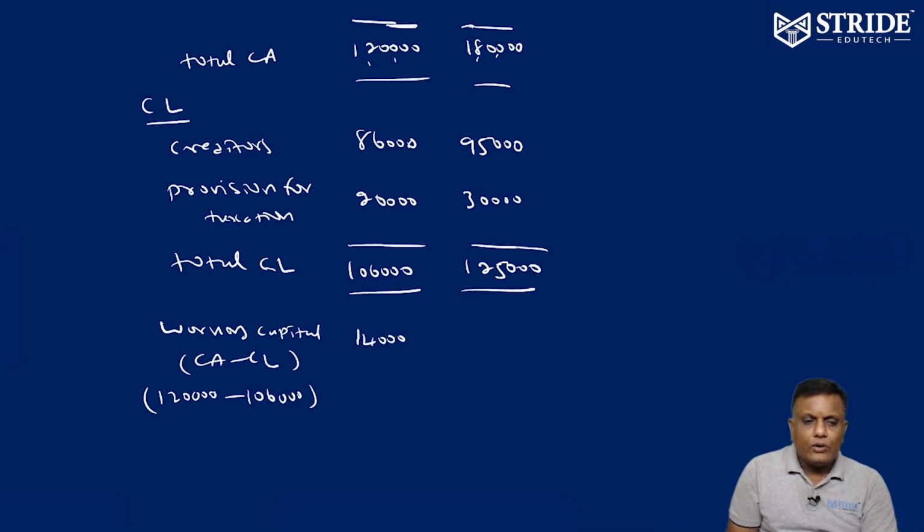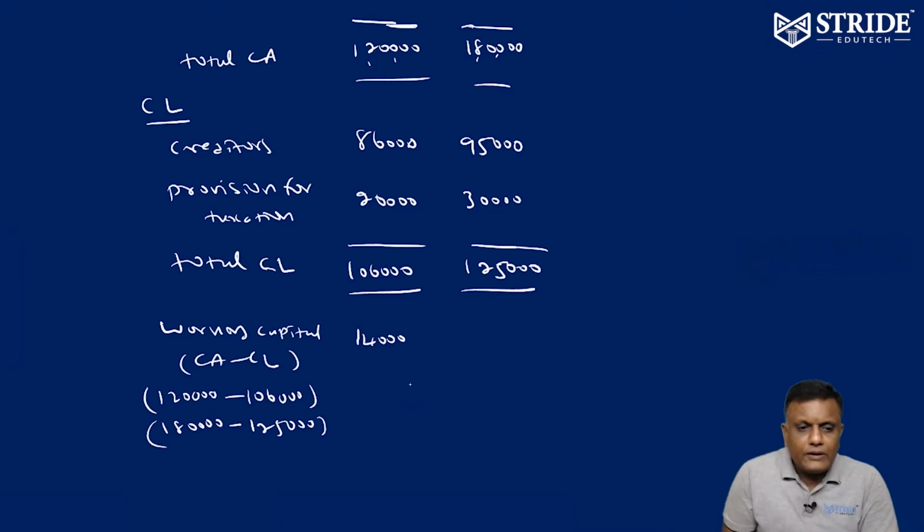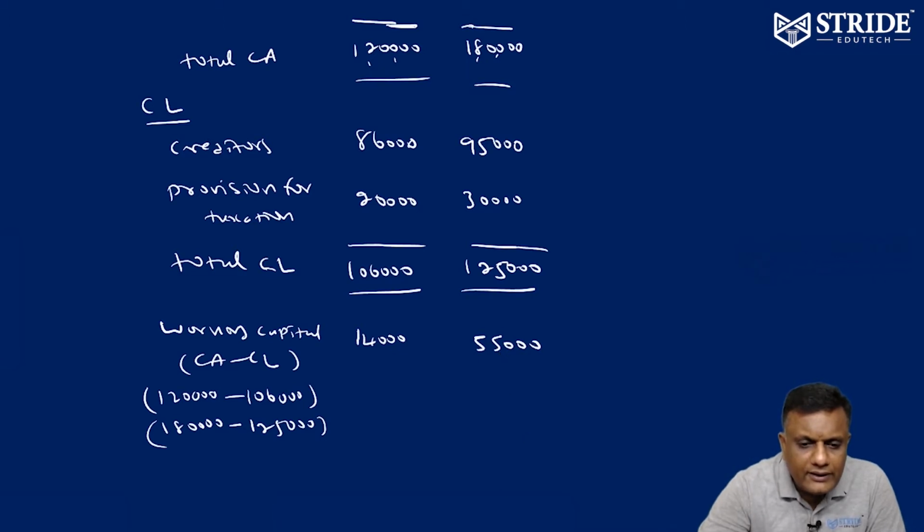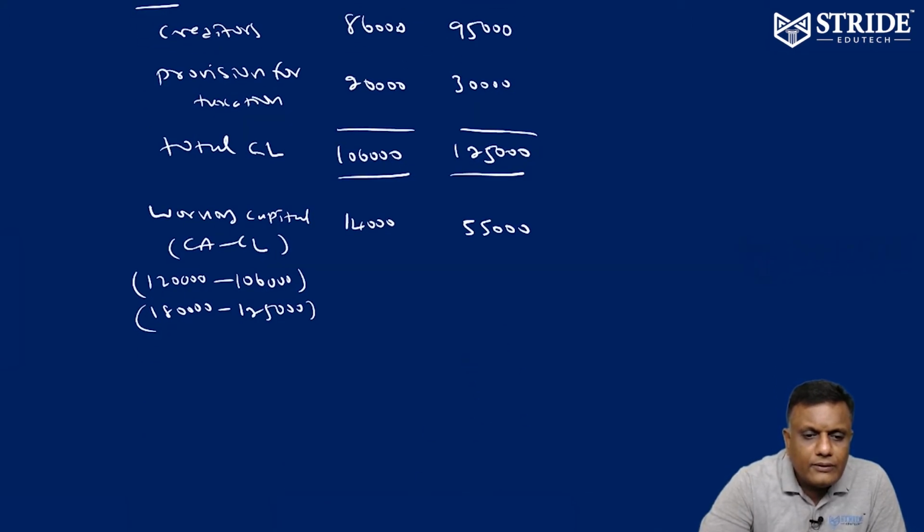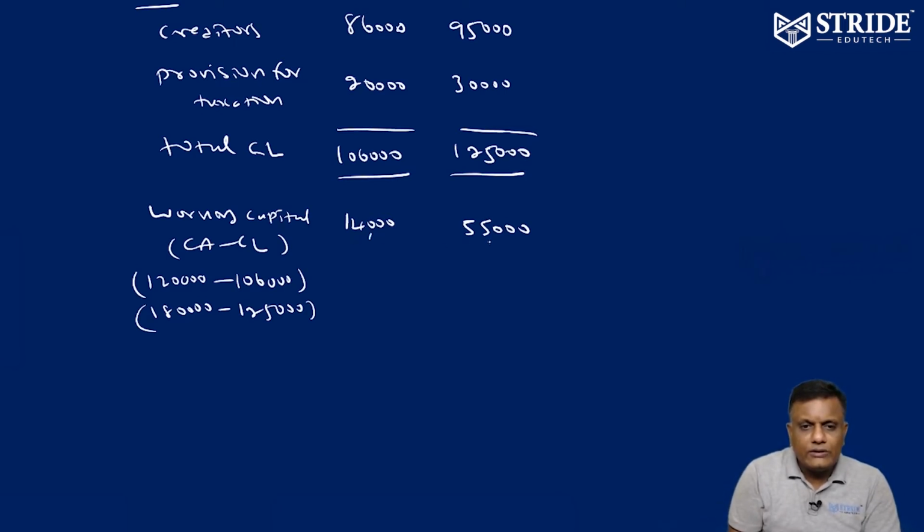So 14,000 working capital. Similarly, next year end, closing current asset 1,80,000, and current liability closing 1,25,000. So closing current asset minus closing current liability, 1,80,000 minus 1,25,000, is equivalent to 55,000. Right. Now current asset minus current liability opening, similarly closing, given.